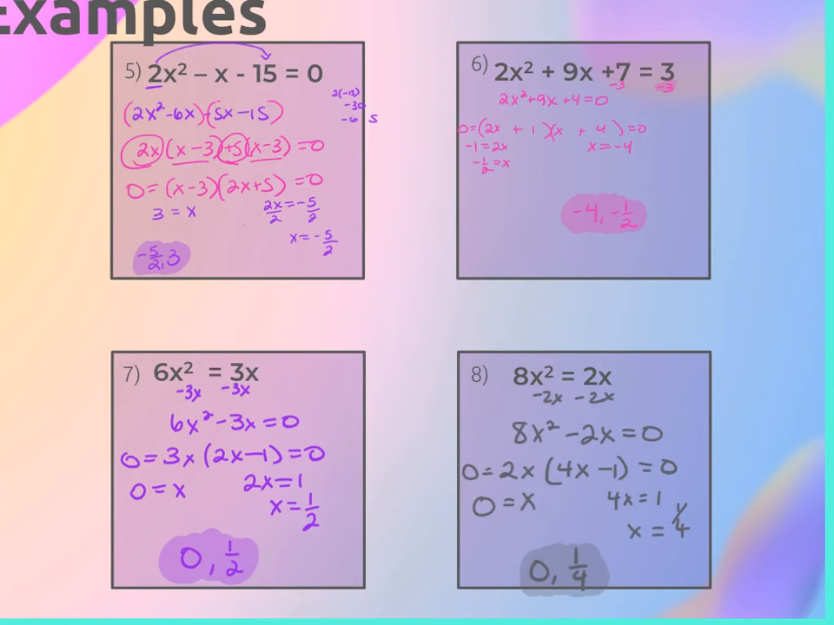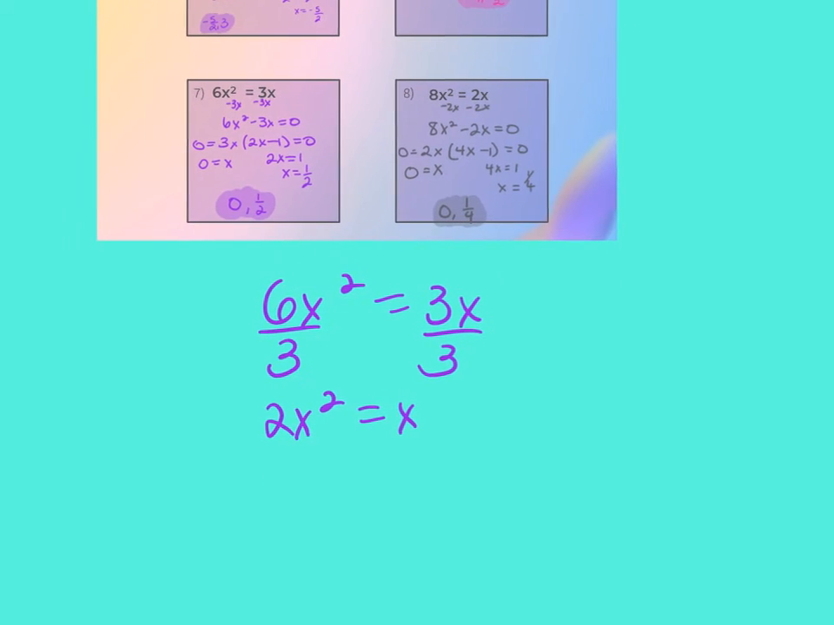Okay, so be so careful, because what tends to happen on things like these is, let's say I have 6x squared equals 3x. Now, technically, I could divide both sides by 3, and I'd get 2x squared equals x. And then people tend to come over here and divide both sides by x.